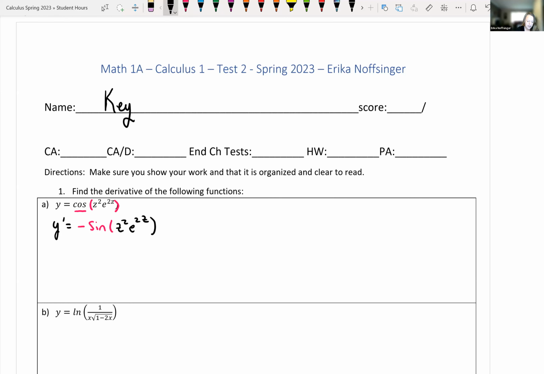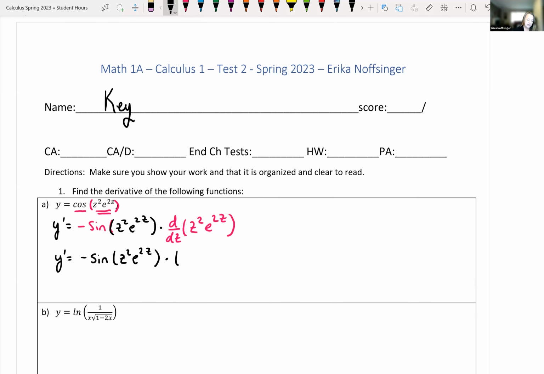And then we're multiplying by the derivative of the inner function. So the derivative, we can write this as d dz, we haven't taken it yet, of the inner function, which is z squared e to the 2z. So looking at this, we get y prime is equal to negative sine z squared e to the 2z times the derivative of the inner, the derivative of z squared e to the 2z.